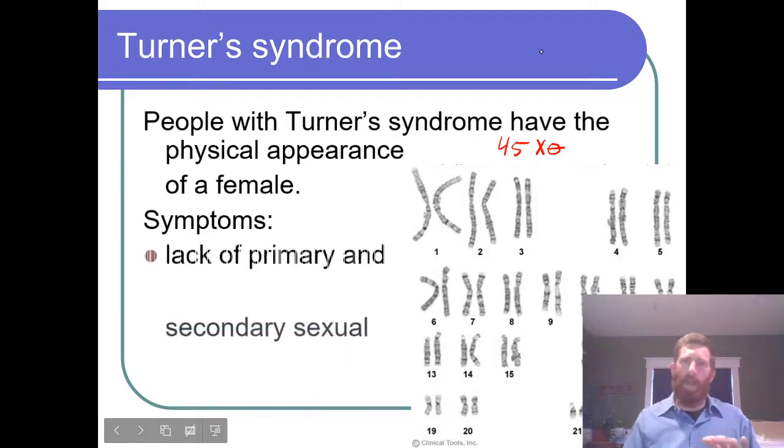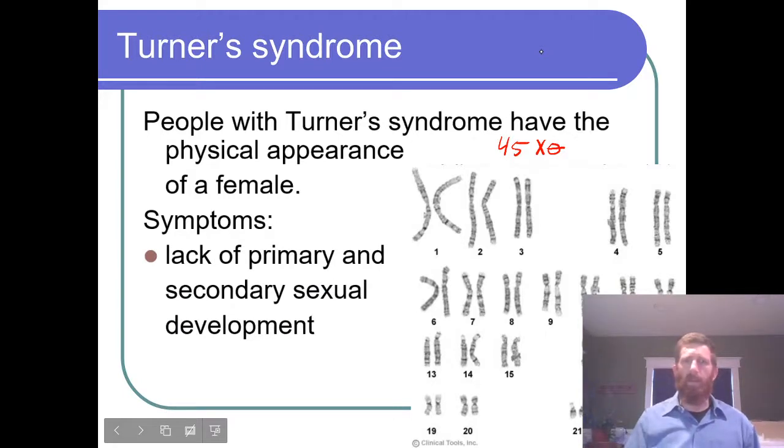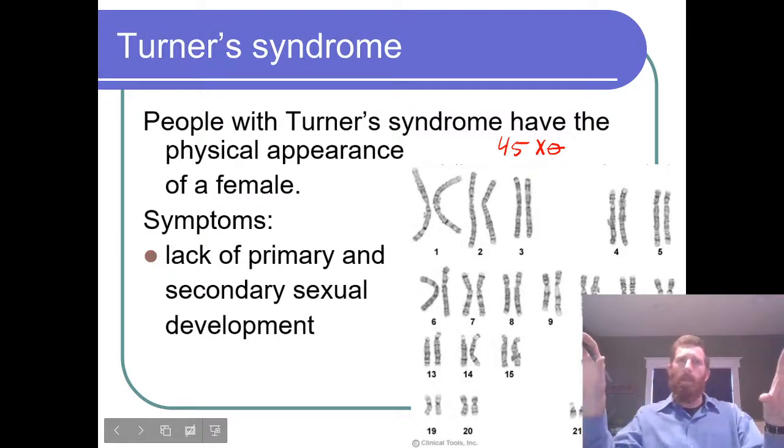So then as they grow older, because the X chromosome kind of controls hormones and development and different things like that, there is a lack of primary, right? So those are organs and structures that deal specifically with reproduction, right? And secondary sexual development. So secondary sexual development would be ways that we typically distinguish between males and females, but don't really have to do with reproduction. So just like musculature and skeletal features, right? Males usually have broader shoulders. Females usually have broader hips, taken as a group typically, right? No offense to anyone, hopefully.